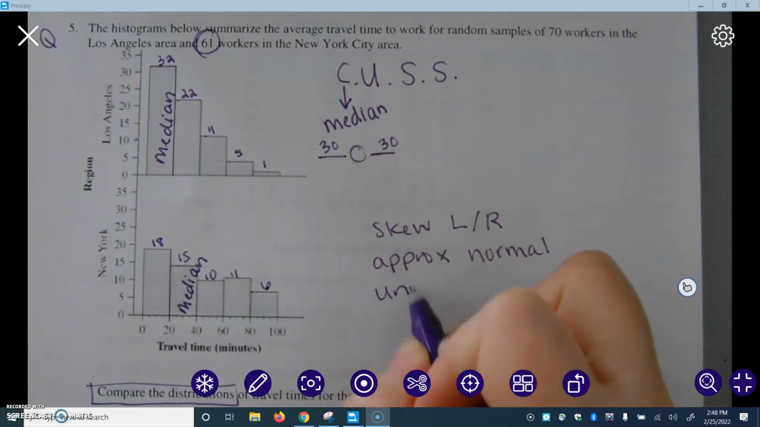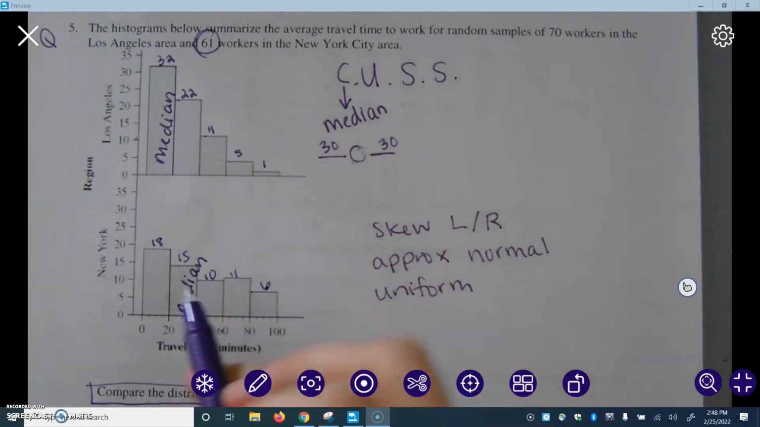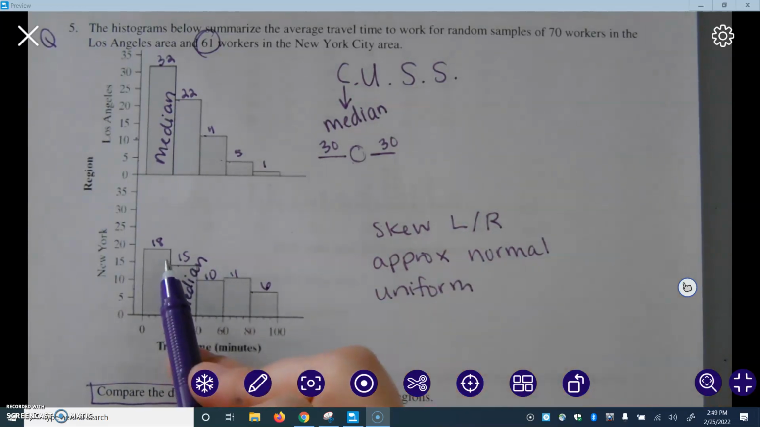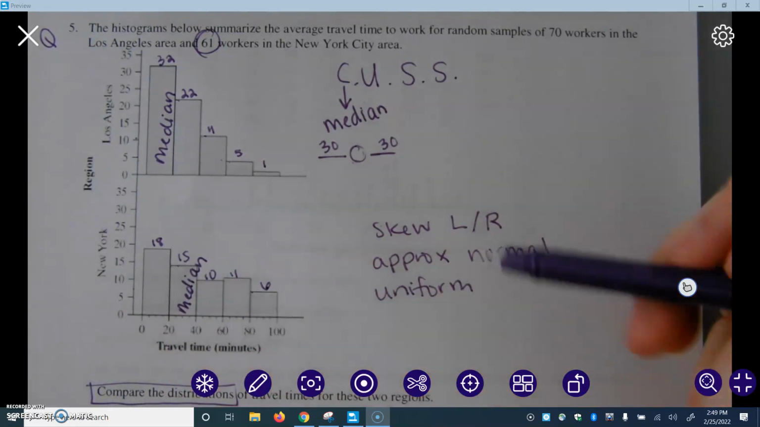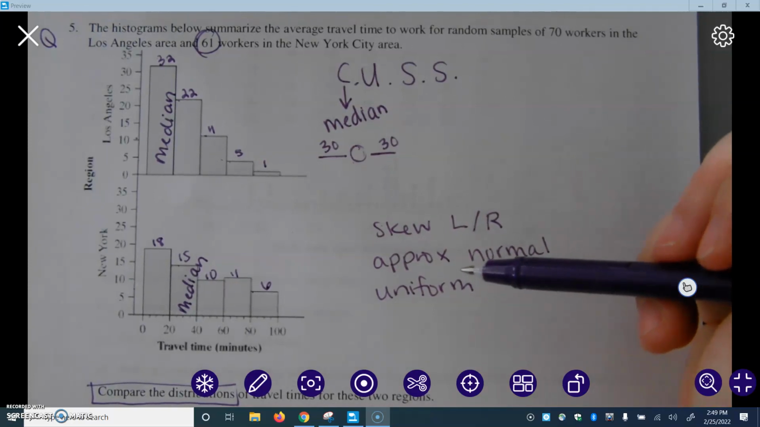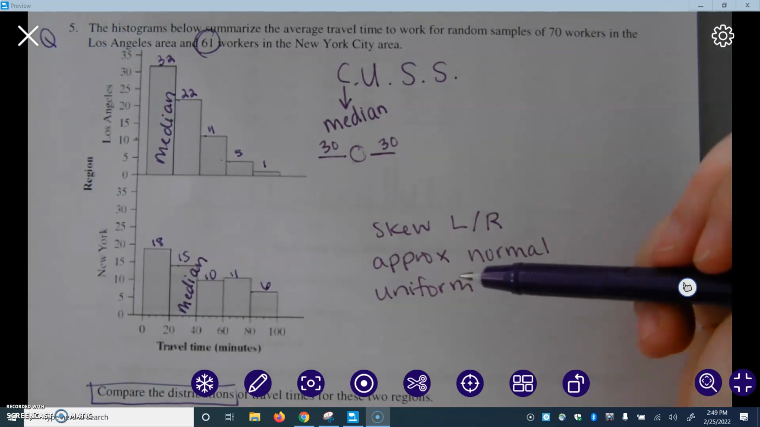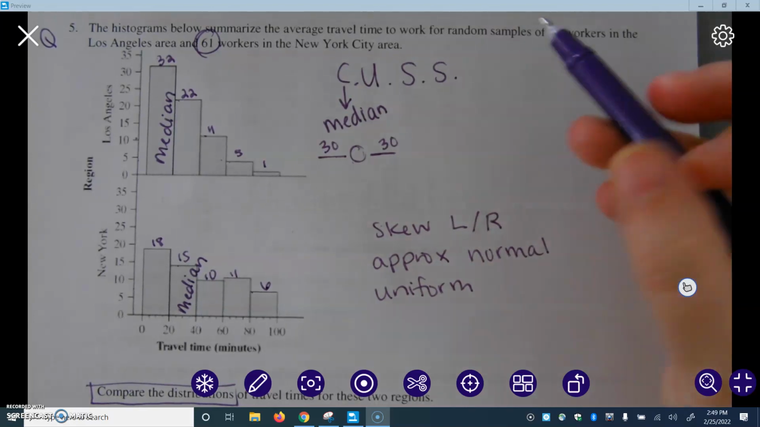Or you could say uniform. This is not exactly uniform because they're not all exactly the same height. But as long as you use an adjective like roughly or approximately, you can probably get away with it.